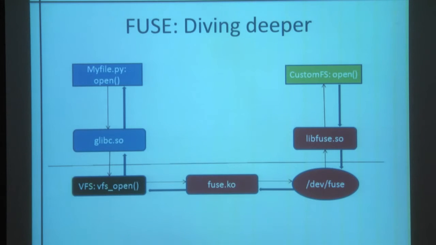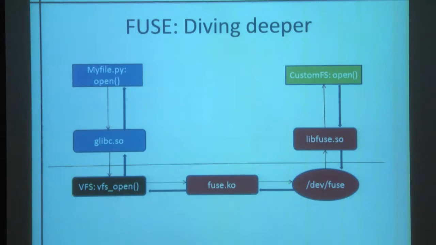Now VFS directs the request to fuse.ko. Fuse.ko writes the request on the fuse device, and in the user space the custom file system is linked with a library called libfuse.so. Libfuse.so polls the fuse device and reads the request. Once it has read the request, it will send the request to open. Open will handle the request and send the response in the same way. So that is exactly how a file IO happens in Fuse. As you see, for every file IO request, we hop between user and kernel space 4 times.